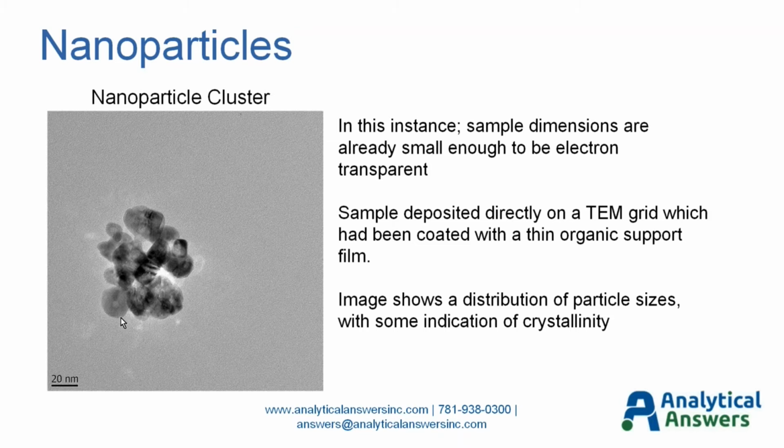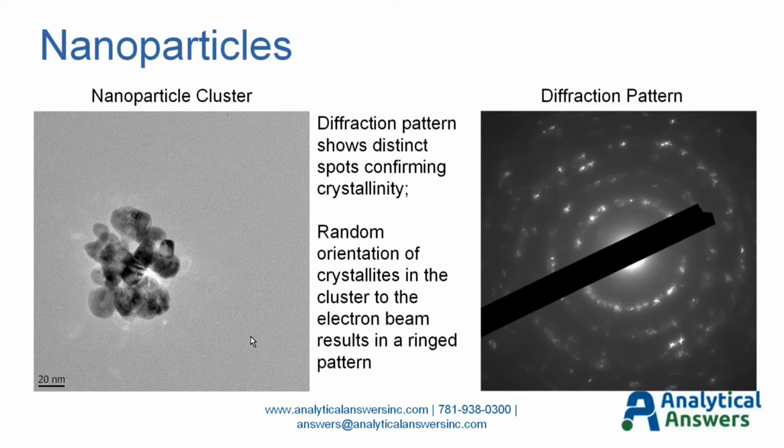You can see we have particle sizes here on the order of 20 nanometers or less. So that's already small enough to be electron transparent. So they could be deposited directly on a TEM support grid, which has been coated with a very thin organic support film and imaged directly in the TEM. And again, this image shows a variety of particle sizes. We see some diffraction contrast appearing here, which would indicate crystallinity. And we can again use our diffraction analysis to confirm that.